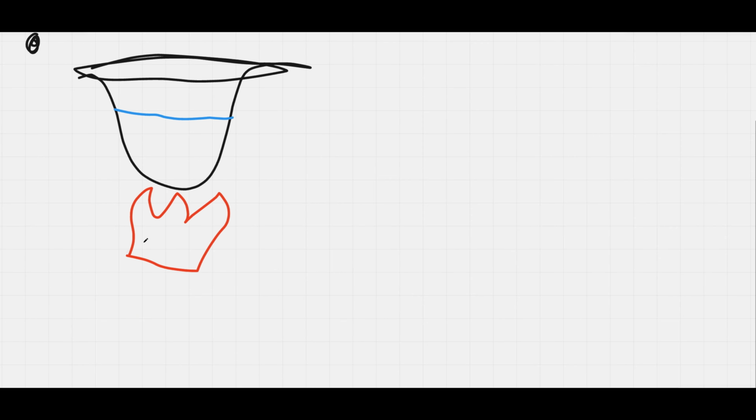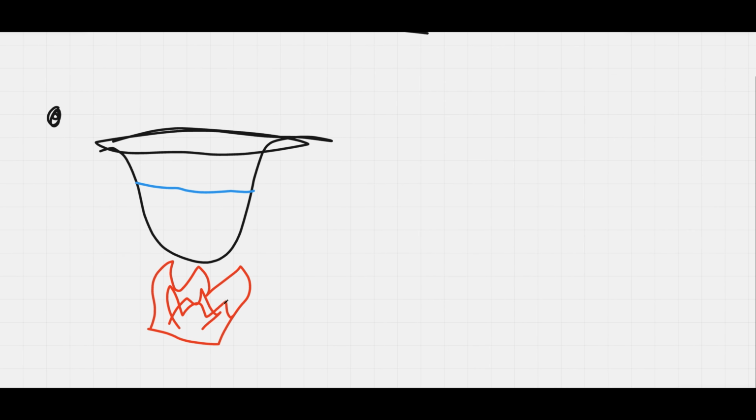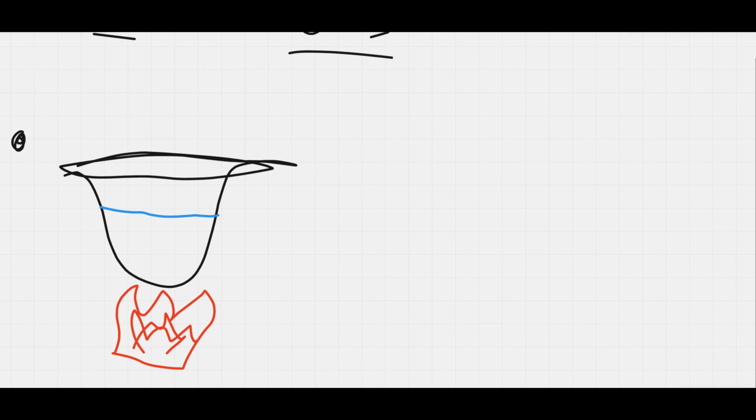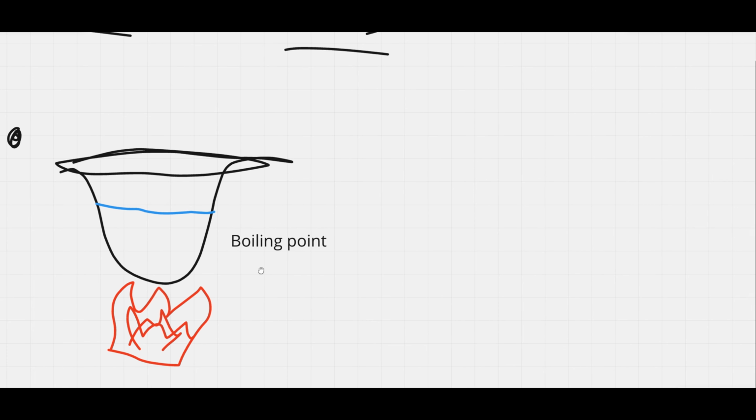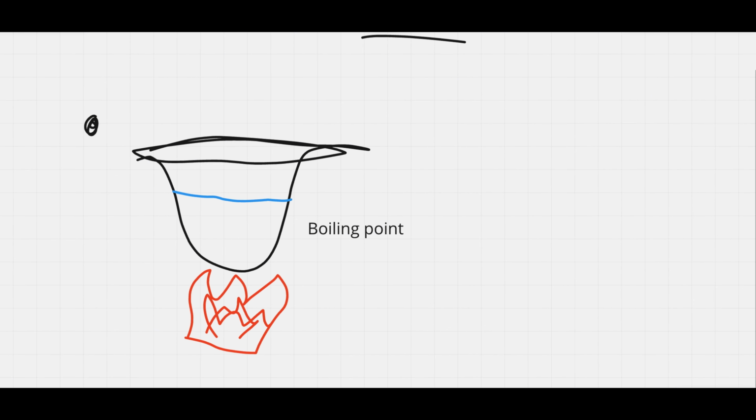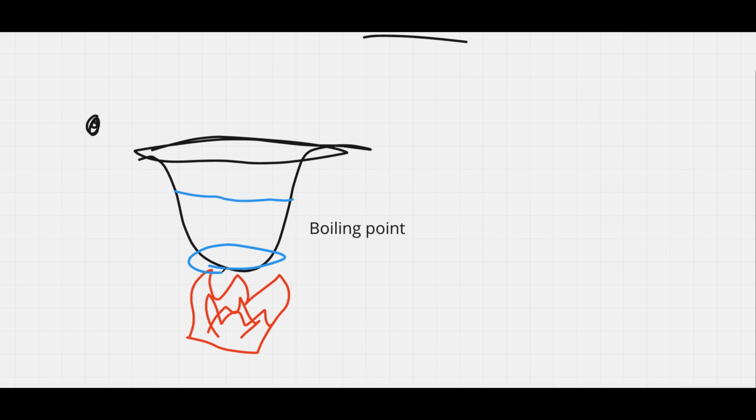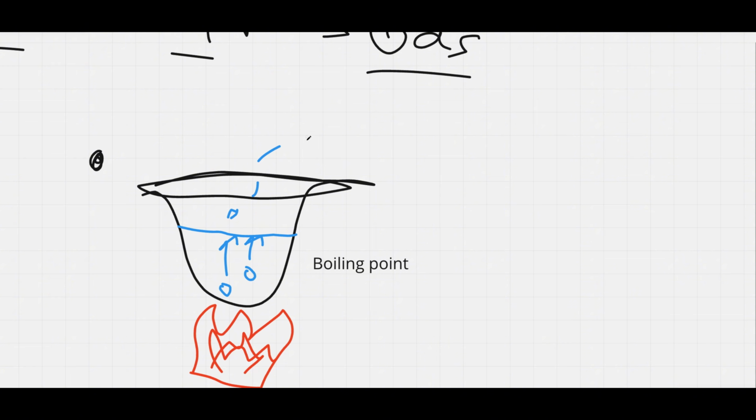So when there is a fire, the substance reaches the boiling point, right? So what happens? Particles here move at very high speeds and turn into gases, which is bubbles. So since these bubbles are less dense than the water, they move up and escape as water vapor.